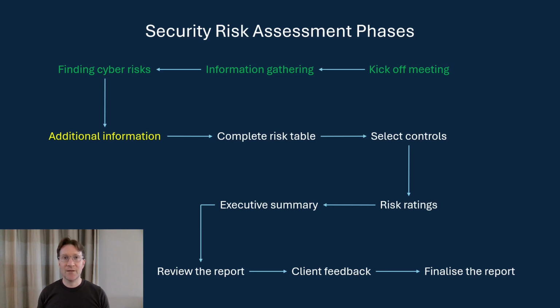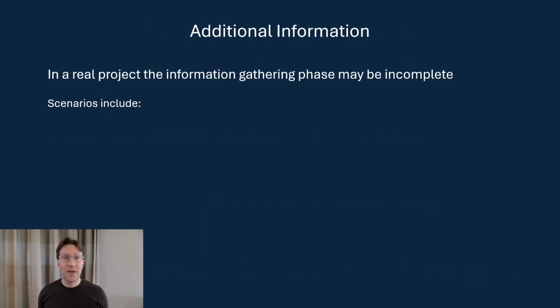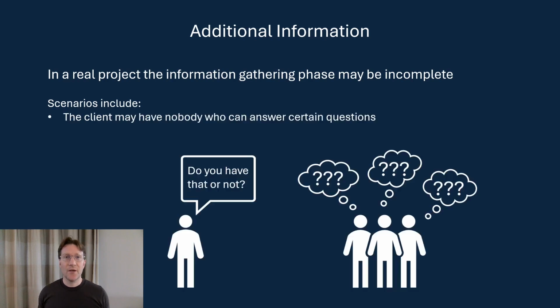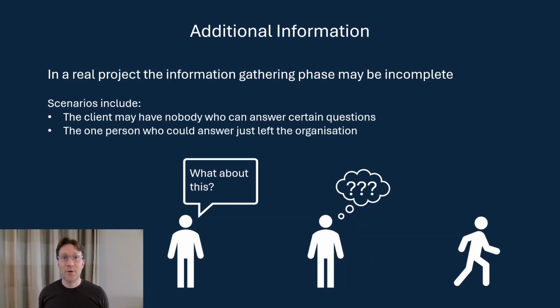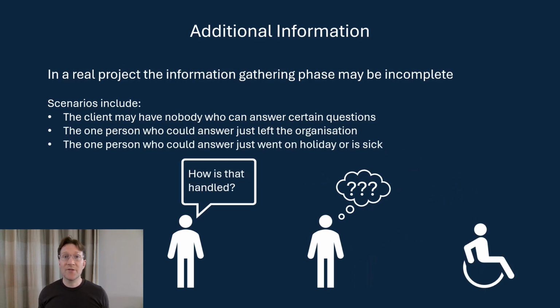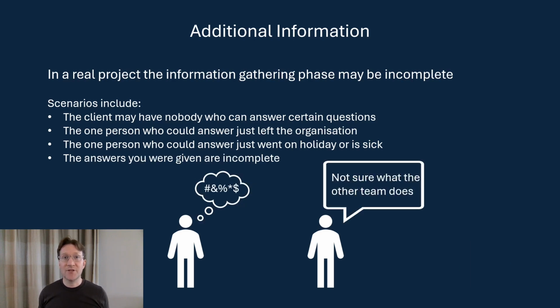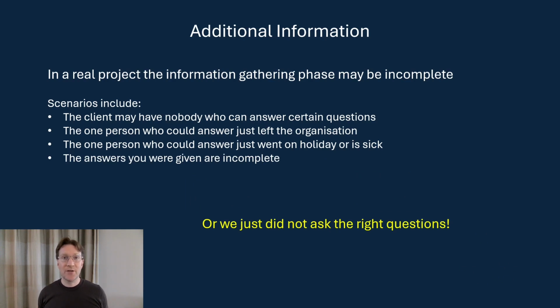that from the client. Despite having completed the information gathering phase, there could be reasons why this was insufficient. We may have asked questions that nobody could sufficiently answer. Maybe the one person who could answer the question was no longer at the company or organization. The one person who could answer that question may be unavailable because they are sick or they went on holiday. Answers provided to us may have been incomplete, or we simply did not ask the right questions.